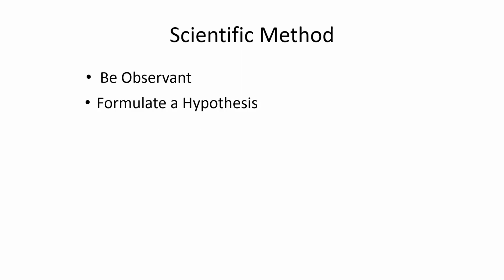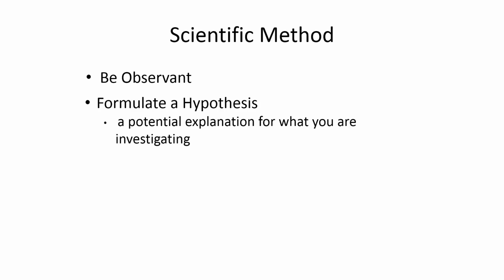Second part says we formulate a hypothesis. Based on a definition, a hypothesis is a potential explanation for what you're investigating. So if you come up with a hypothesis, that's a potential explanation for what you've got. And then what scientific method says we're going to do is we're going to try and disprove your explanation. If you cannot disprove it, then the explanation holds. So you formulate a hypothesis.